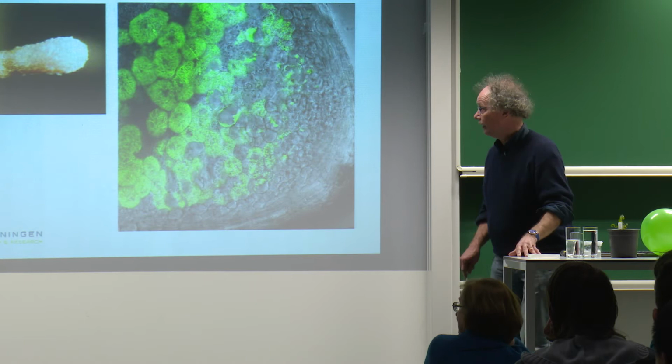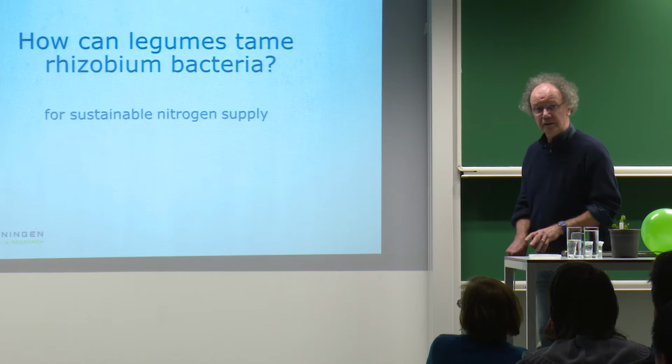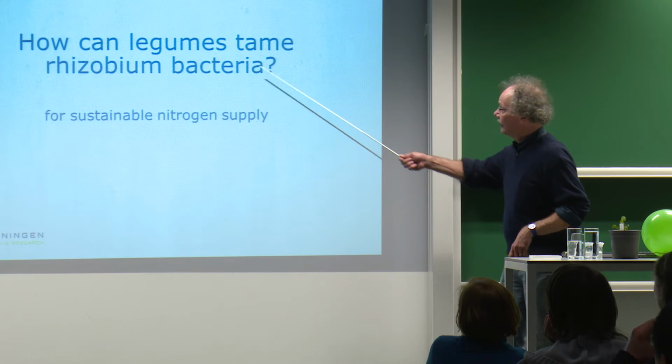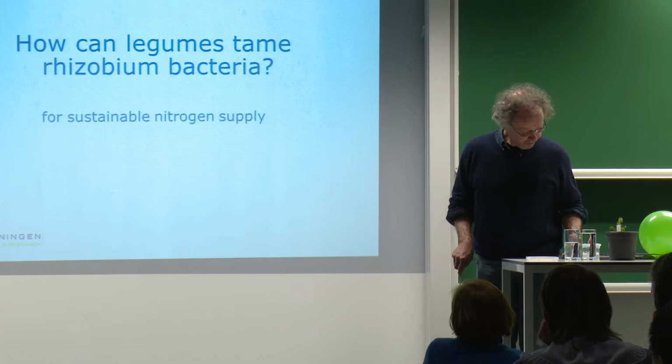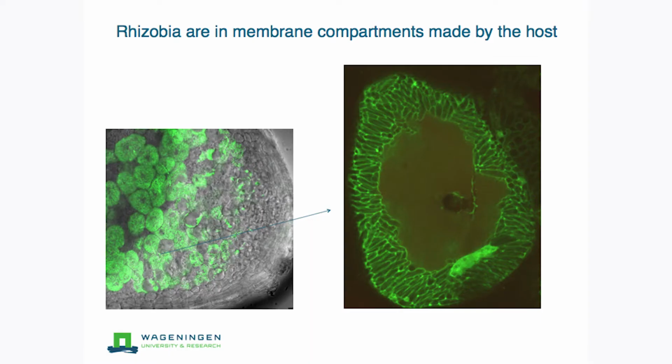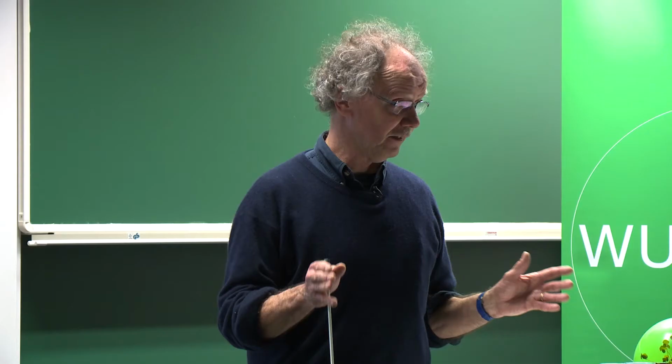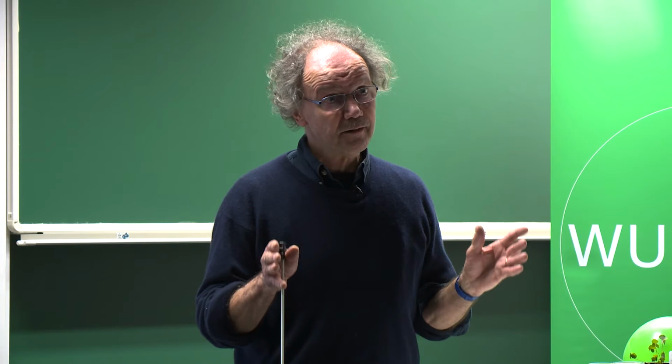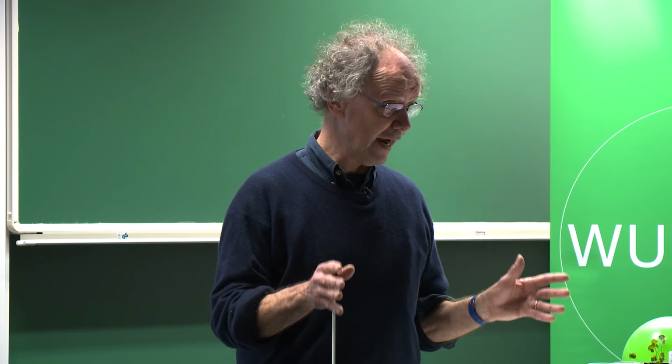The cells that we see here, I think I'll switch now to the topic that I was dealing with this evening. And that's how can they tame it? Because what you see here, and I go back to this picture, these cells are really extremely filled with rhizobia. It's not a little bit. If we would have so many bacteria in our cells, these cells would be killed. That in fact is also true for the plant. If the bacteria would just be there, the plant will not survive.